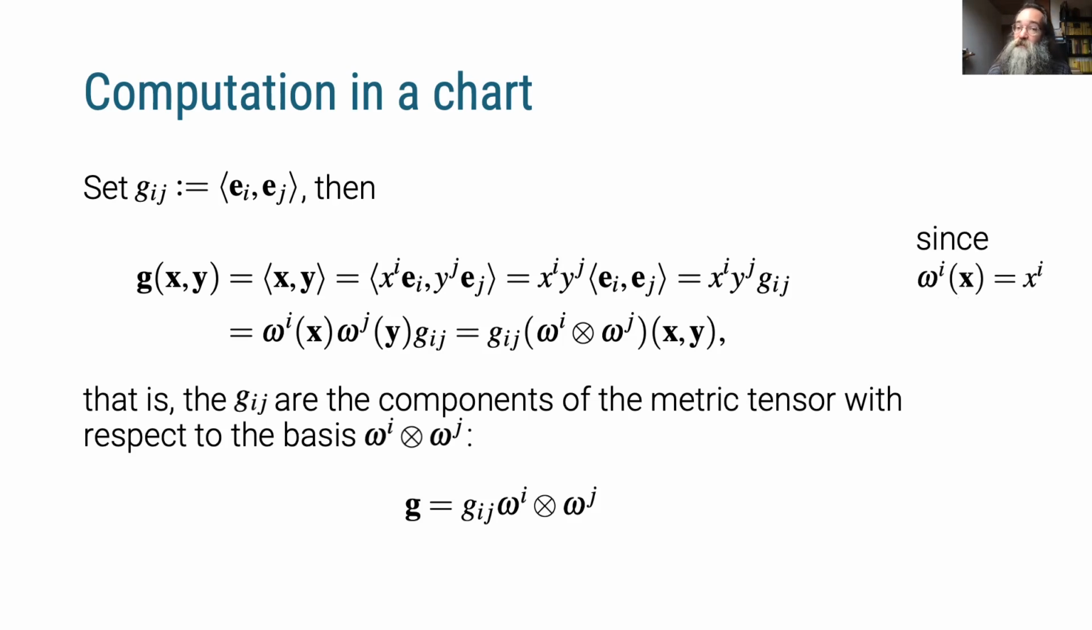So omega^i(x) is just x^i. So we can write this product as omega^i(x) times omega^j(y) times g_ij. And then we realize that the tensor product of two one forms is just their product. So this omega^i(x) times omega^j(y) is actually just the tensor product of omega^i and omega^j. What tells us this is that the g_ij are just the components of the metric tensor with respect to the basis omega^i tensor omega^j.